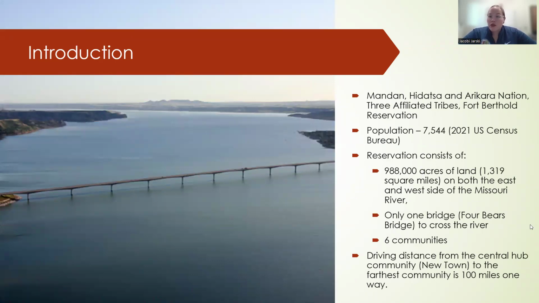The Three Affiliated Tribes, which is home to the Mandan Hidatsa Arikara Nation, is located on the Fort Berthold Reservation in western North Dakota. The approximate population of the reservation itself is approximately 7,500 people. Our reservation consists of 988,000 acres of land on both the east and west side of the Missouri River. With only 1 bridge crossing the Missouri River, driving distance to the central hub community in New Town is very extensive, with the farthest community being 100 miles one way.